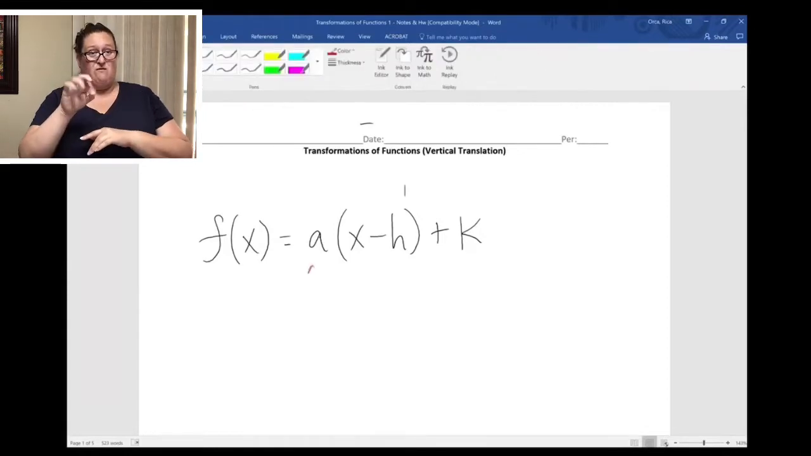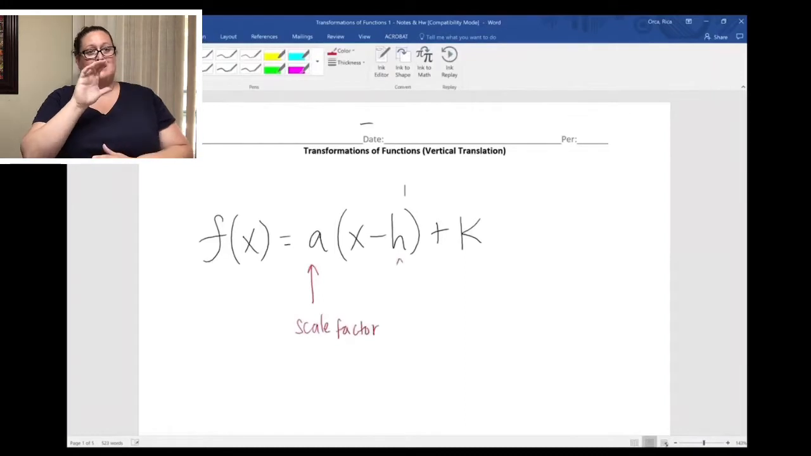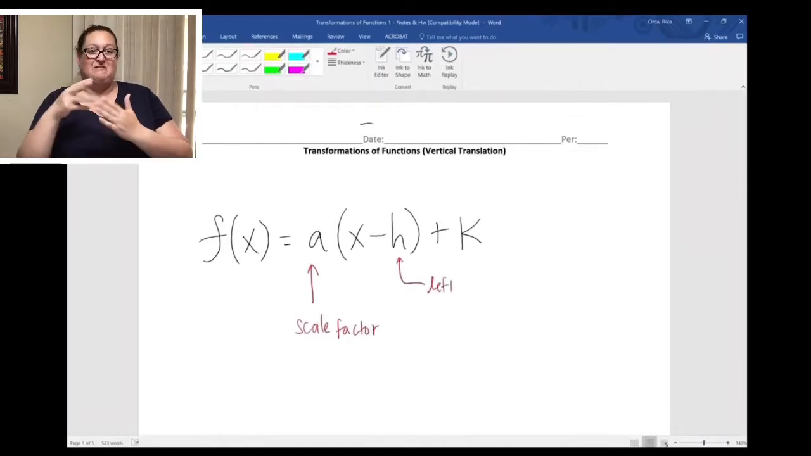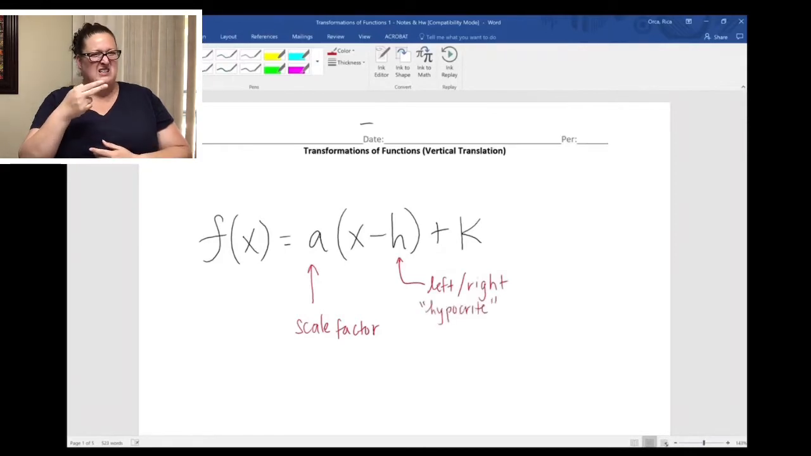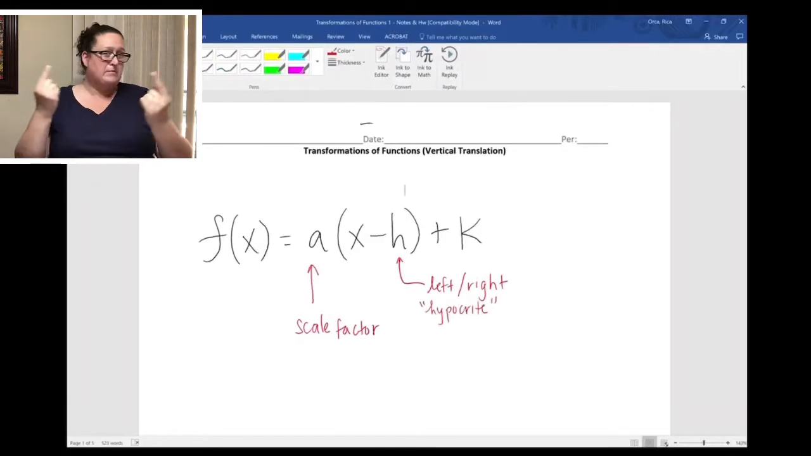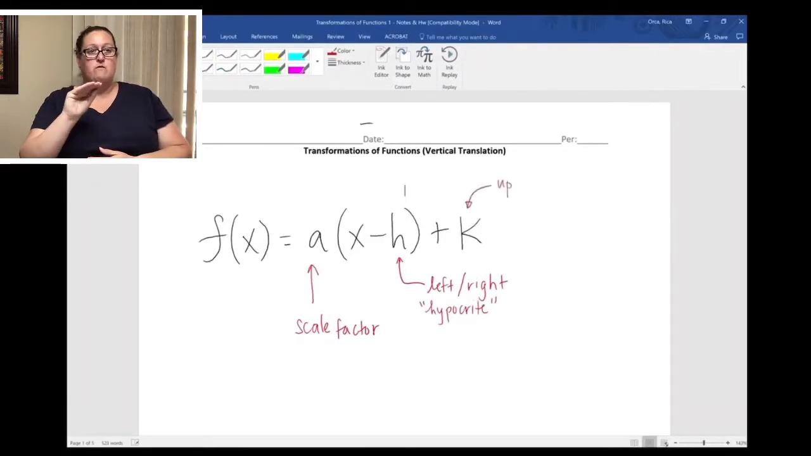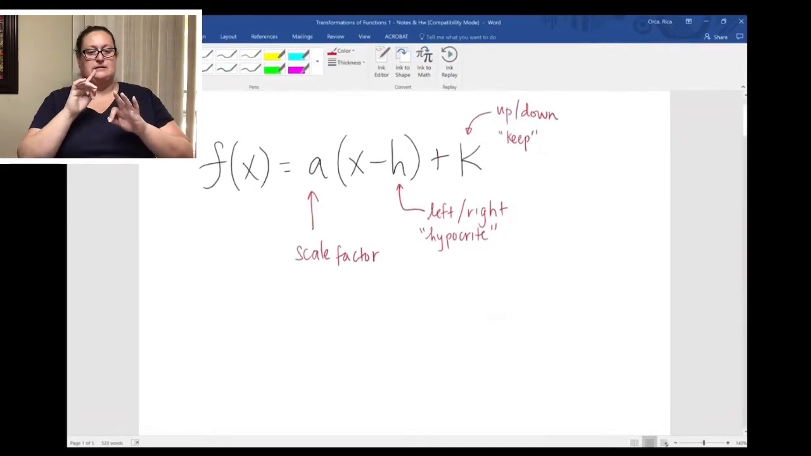Like the quadratic function, a is going to represent our scale factor. H is going to move our graph either left or right. Now I want you to think of H as a hypocrite, which means that you're going to do the opposite of what you see. K, on the other hand, will move our graph either up or down. And from what I've told you before, your K value will be kept. Let's look at some problems.